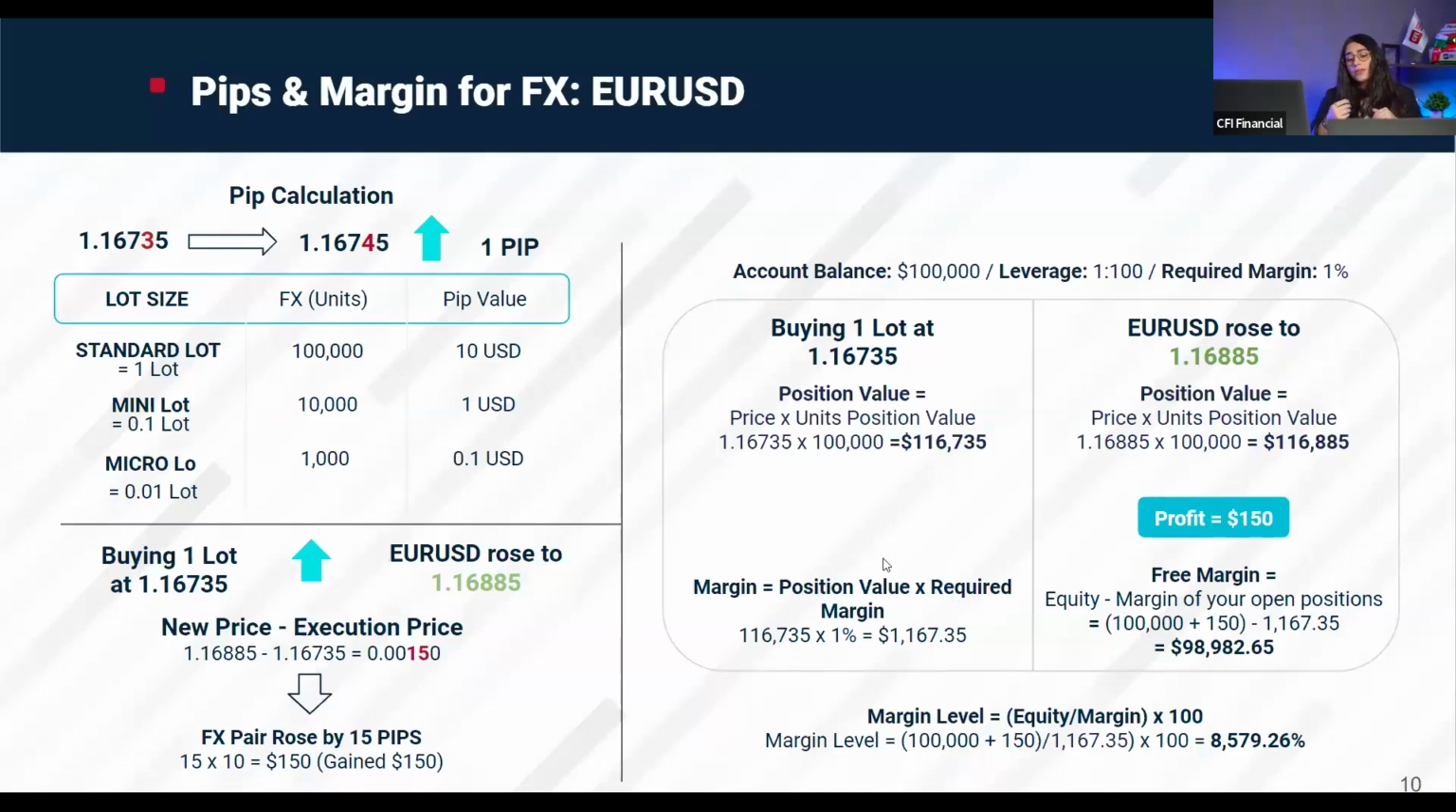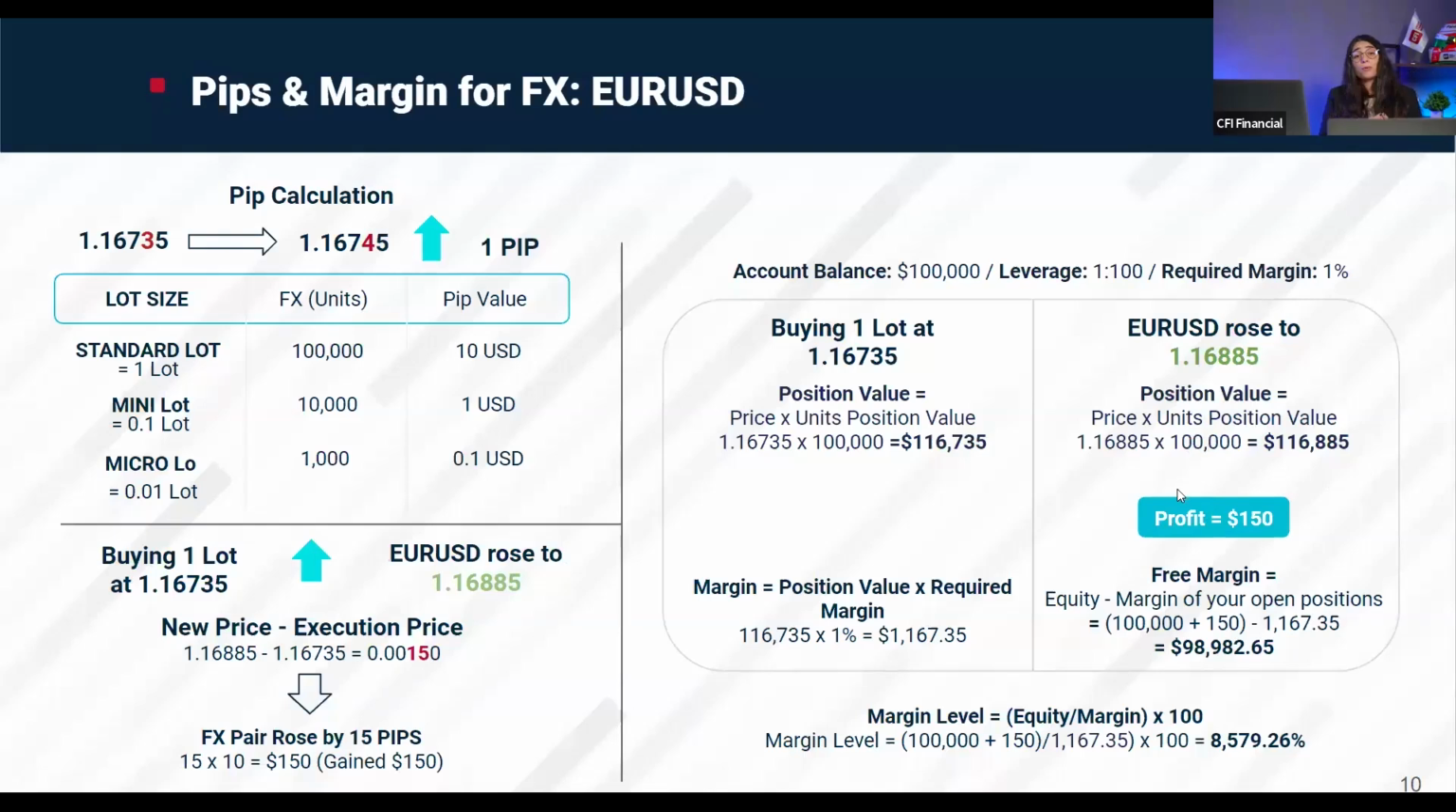Now, let's say that the price rose to 1.16885. I want to know approximately how much I won. There are two ways to know how much profit or loss you gained. The first way is by using the pips. If you don't want to calculate the pips, you can just calculate the position value for the price that you entered and the position value for the new price that it reached, and then you'll be able to get your profit or loss. So here, let's say that your EUR/USD rose to 1.16885.